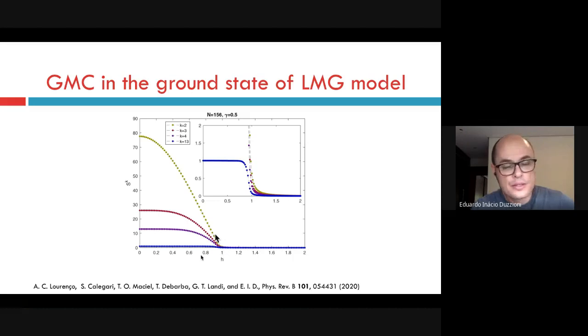In this particular case of the Lipkin-Meshkov-Glick model, we have a second order quantum phase transition, so that in this phase the state of the system is separable, there is no correlation. That's why our measure of genuine multipartite correlation is null. But we also observe that as we increase the order of the partition, k equal 3, k equal 4, and k equal 13, the value of the genuine multipartite correlation becomes smaller. During the phase transition, this is the behavior of the correlations. And if we analyze the thermodynamic limit, in which the number of particles is infinite, here I just consider n equal 155 particles. We find this behavior.